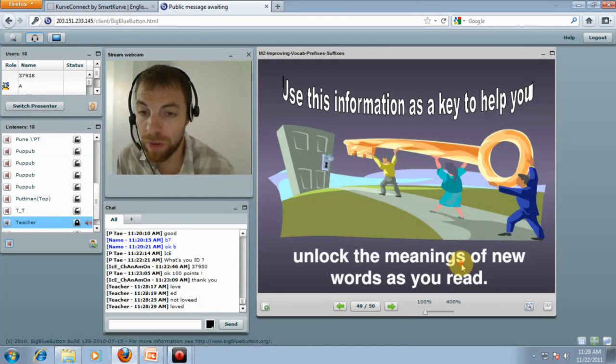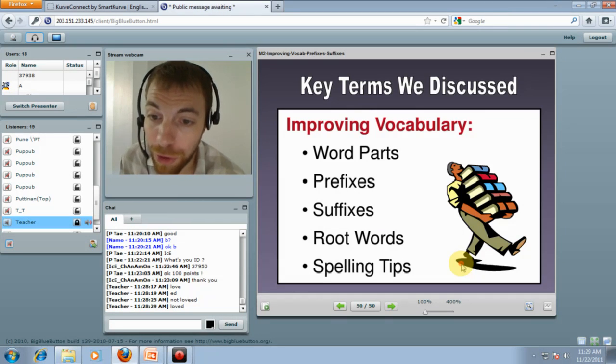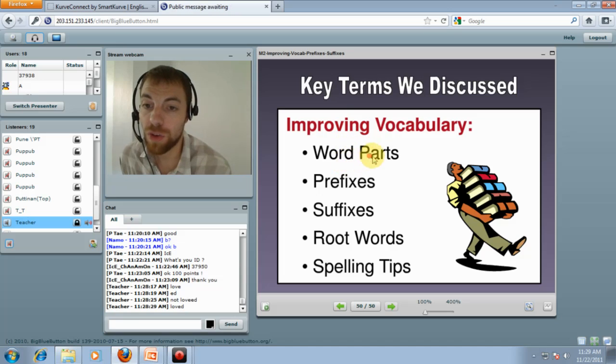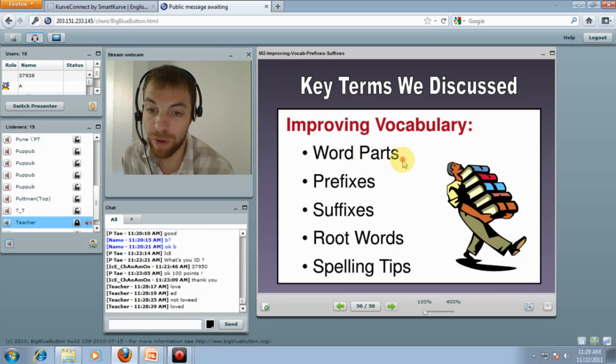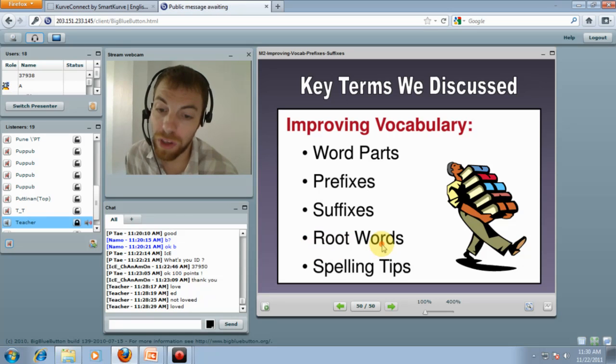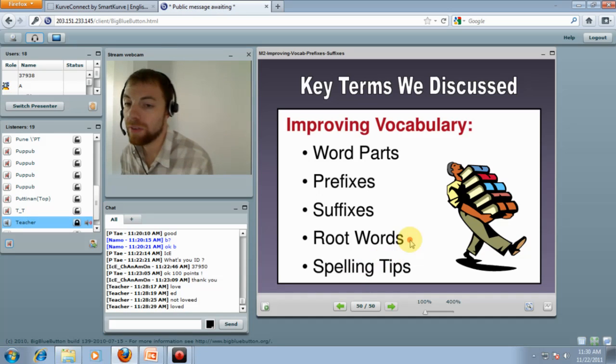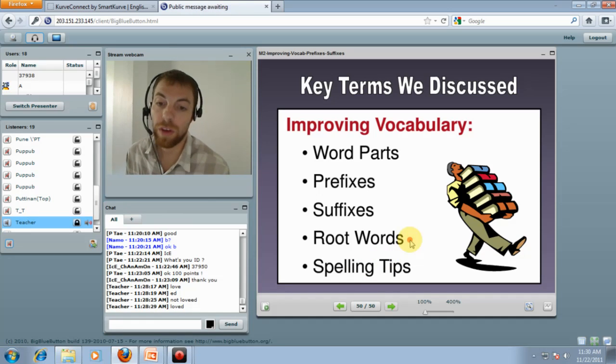Oh, we have no more examples here. Okay. Well, that finishes everything for today. We learned about word parts. English words are made of many parts put together. We learned about prefixes, pre, beginning, so it's a part at the beginning. Suffixes come at the end of the word. A root word is an old word that we use part of. And spelling tips, some hints for doing good spelling.